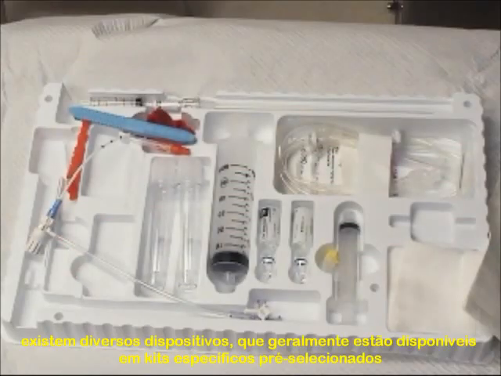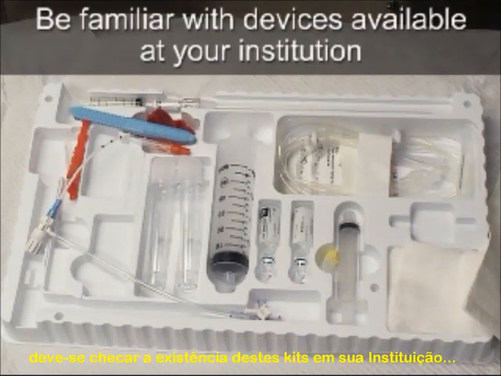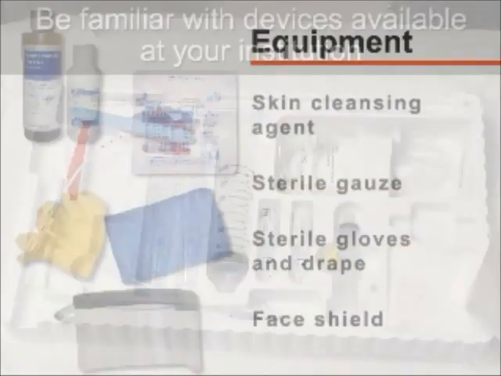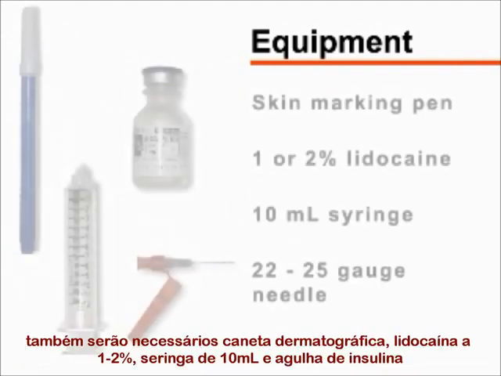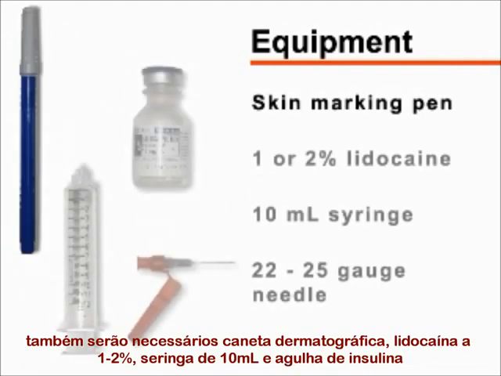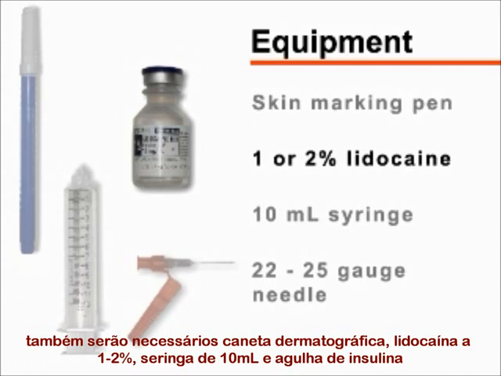There are various devices which are frequently assembled in prepackaged kits that can be used to perform paracentesis. You should be familiar with the specific devices available at your institution. For sterile preparation and administration of anesthesia, you will need a skin cleansing agent, sterile gauze, sterile gloves and drape, and a face shield. You will also need a skin marking pen, 1 or 2% lidocaine, a 10 milliliter syringe, and a 22 or 25 gauge needle.